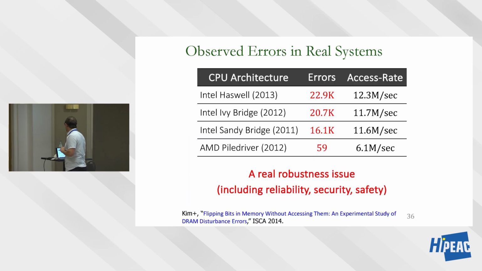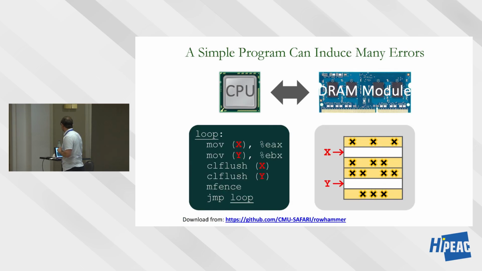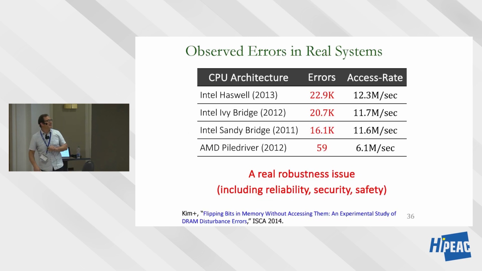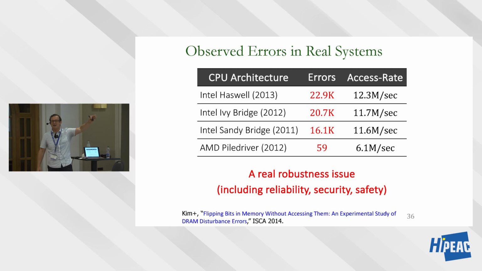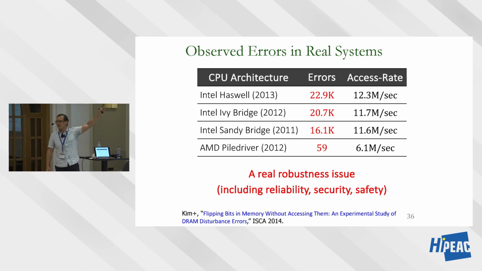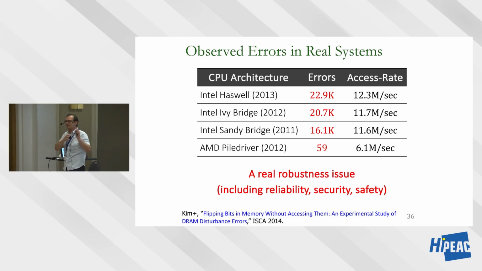So we basically said this is a real robustness issue. We were able to show that you could get real errors on Intel and AMD systems using this code. And this should not be happening, right? And there's nothing special about Intel and AMD. People have shown that you could do this on any processor that has a memory controller that can access memory reasonably. If you design a terrible memory controller, you cannot do this, but nobody designs terrible memory controllers today.